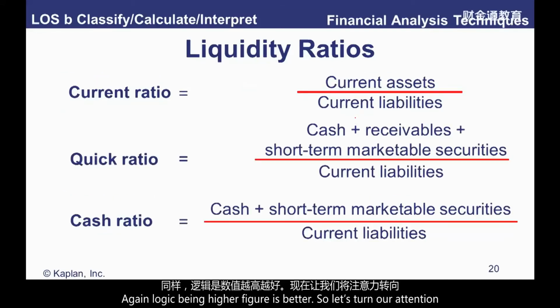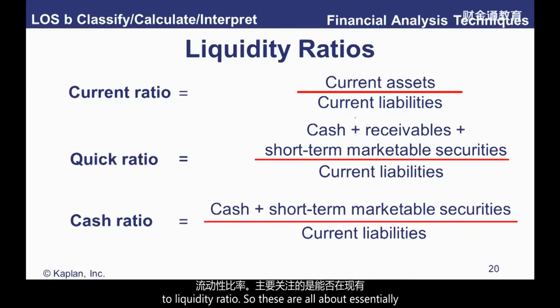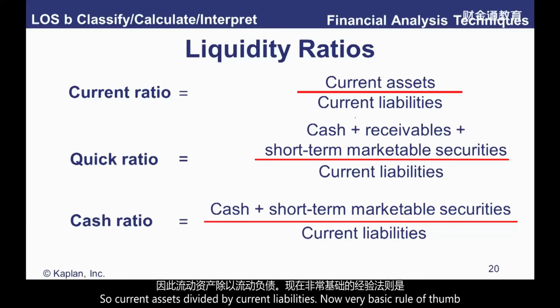So let's turn our attention now to liquidity ratios. These are all about meeting our current liabilities as they fall due. Now, the most famous of our liquidity ratios is probably the current ratio that looks at current assets divided by current liabilities. Notice that this ratio is a pure ratio. In other words, both numerator and denominator in this case have come from the balance sheet. As a result, we can use ending figures rather than average figures. So current assets divided by current liabilities.